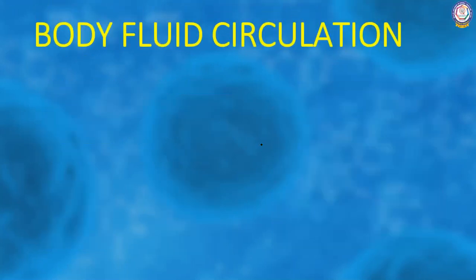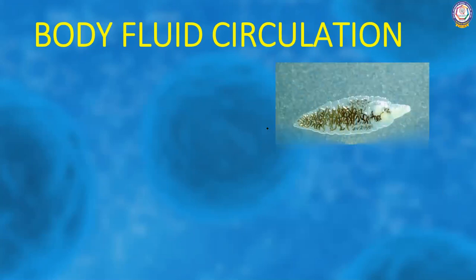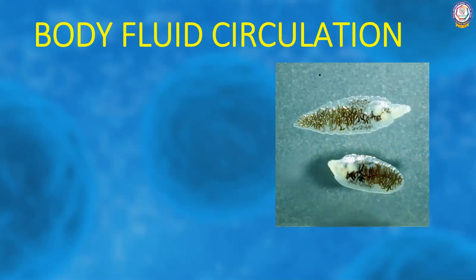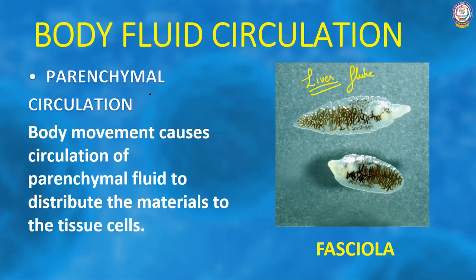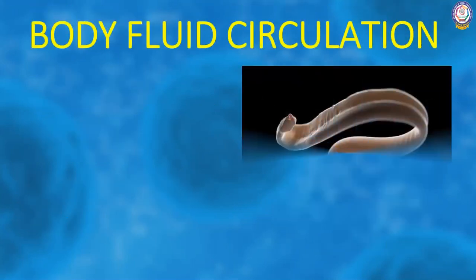Next, body fluid circulation. Here we are going to see different examples. The first one is Fasciola hepatica, otherwise called the liver fluke. The name itself says where it dwells. So where does it dwell? In the liver. It has a special fluid called parenchymal fluid, and this fluid circulates in the body because of the body movement.